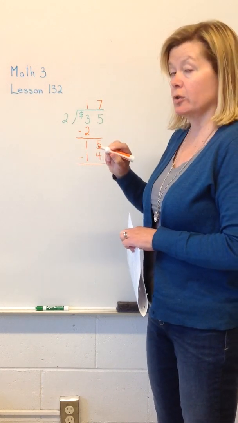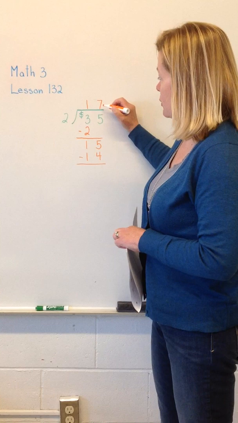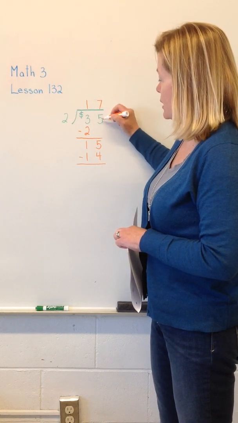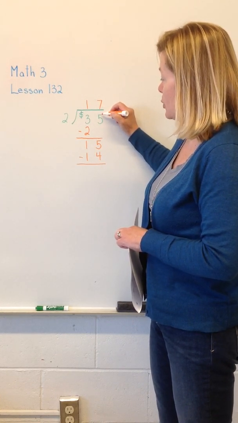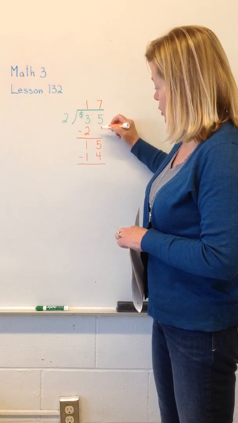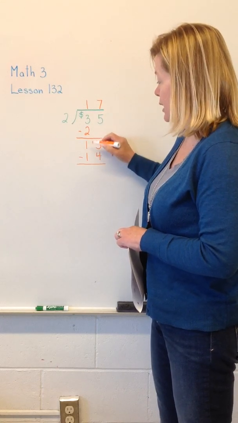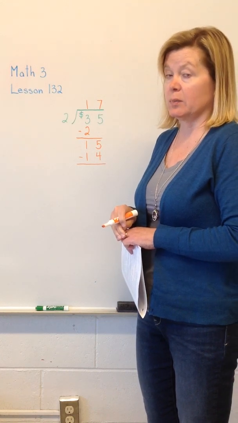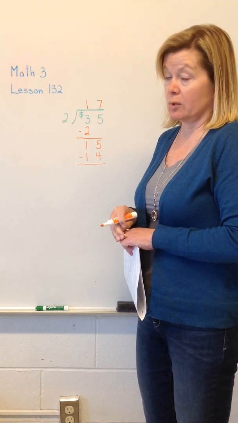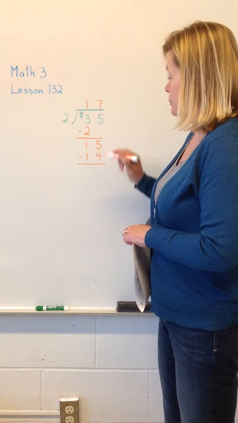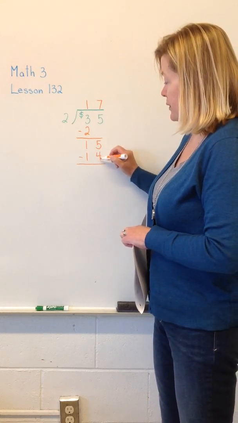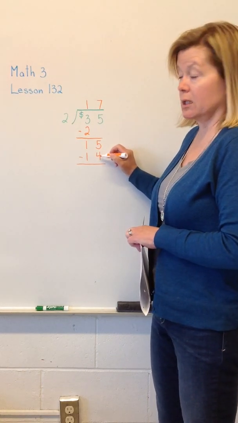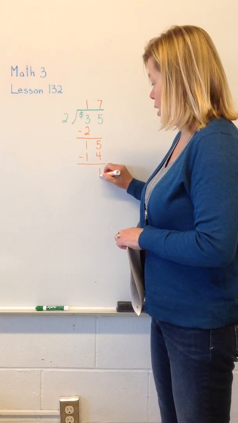Before I go any further, I want to remind you that we're writing the 7 above the 1s to show how many 1s each person is going to get. And notice how I am making sure everything is lined up so that I do not make any foolish mistakes because I had my numbers in the wrong place. 15 minus 14 is 1.